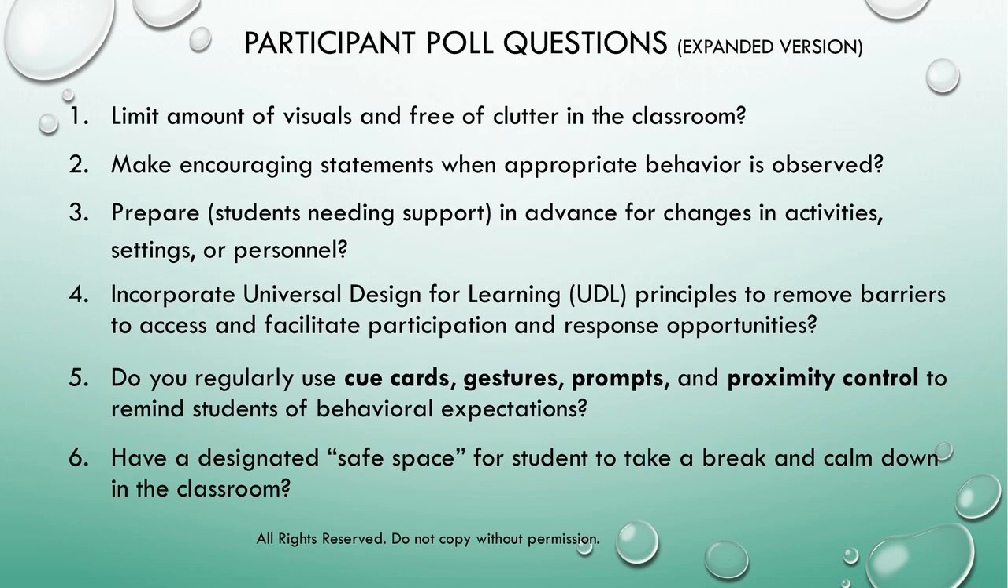So I have some poll questions here. This is kind of an expanded version. Limit the amount of visuals, and is your room free of clutter to enable students, especially those with ADHD and students with autism, to prevent sensory overload? Do you provide that? Is that one of the things that you provide as a proactive strategy? Do you make encouraging comments when appropriate behavior is observed, or do you just stop with good job? Do you point out the specific behavior that the student is engaging in?